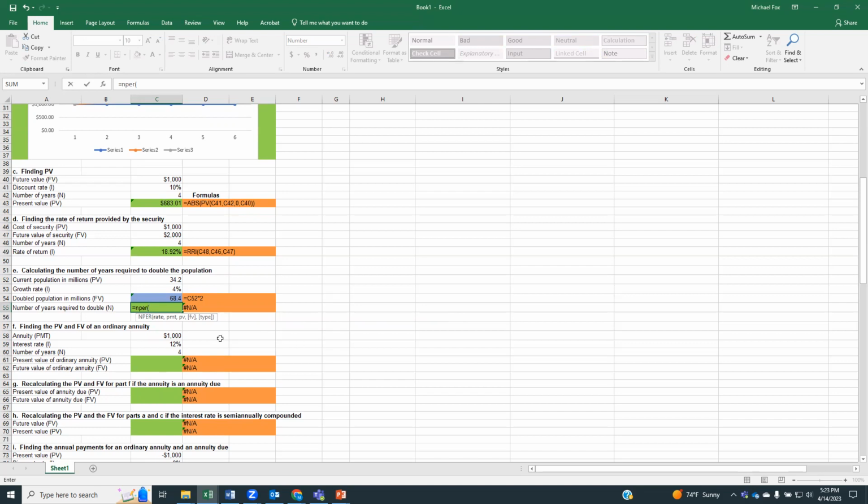And for that, we're going to do our rate, comma, and then for payment, we're just going to put 0. Again, this is not an exact fit for this problem, but it would be like if we were adding more people or taking more people out, or in this case, adding people each year, and we're not doing that. I mean, we are, but it's at this steady rate in between. So just put a 0 for payment. And then our present value is 34.2, and our future value 68.4.